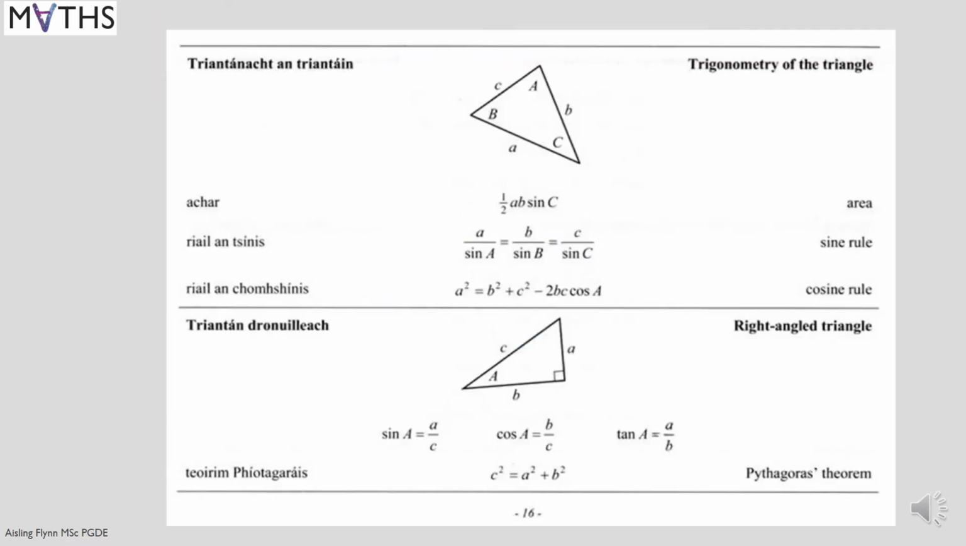Where will you find the cosine rule? You'll find it on page 16 of the Formula and Tables book, in the trigonometry pages, under trigonometry of a triangle. a squared equals b squared plus c squared minus 2bc cosine A.